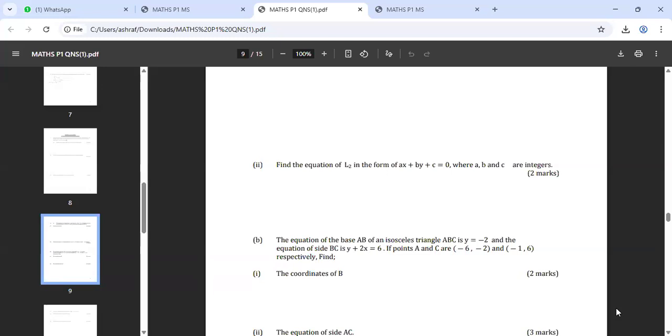The coefficients of x, y, and also c. Sometimes the question just says you leave it in that form where a, b, and c are constants. So constants can be fractions. So you don't have to make them whole numbers. But if it's integers, they must be whole numbers. Any question?